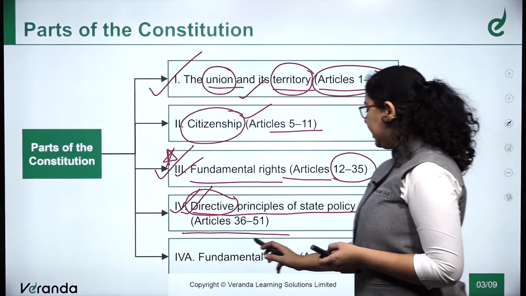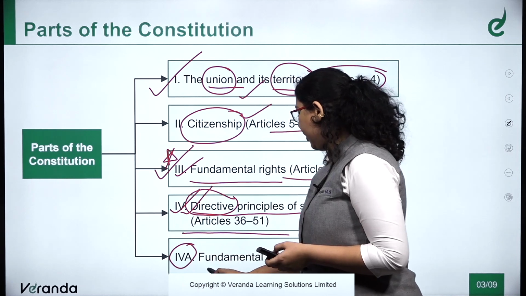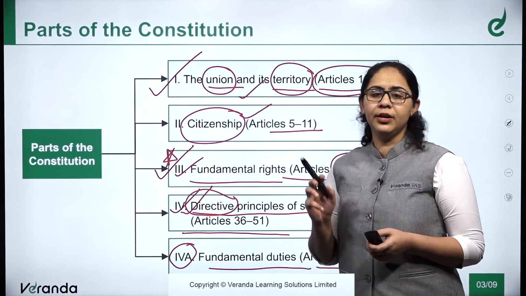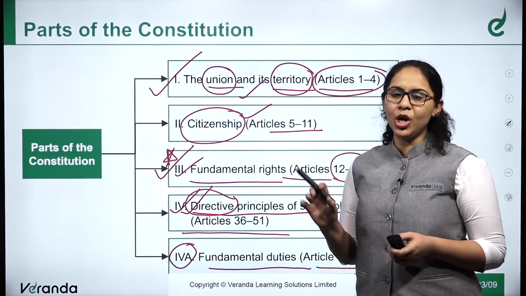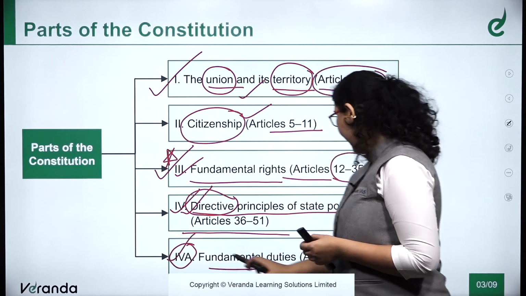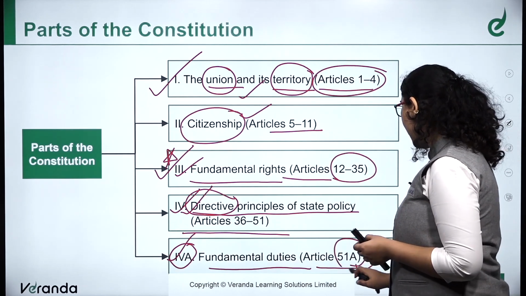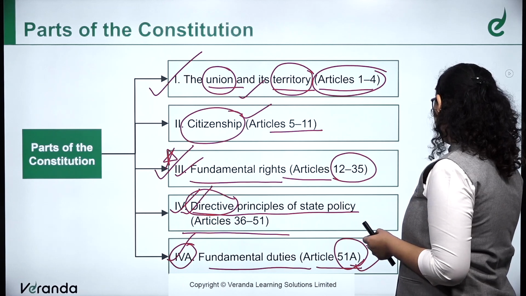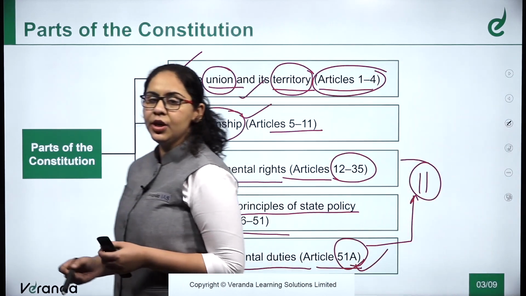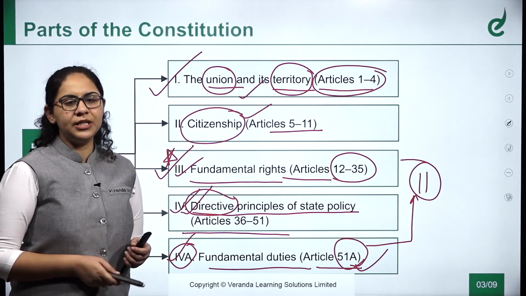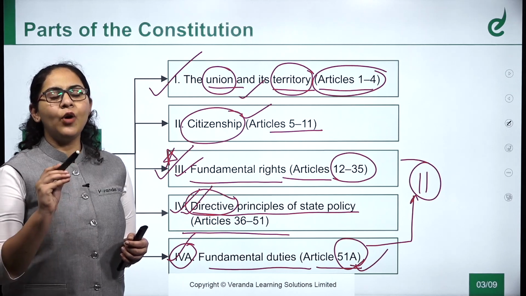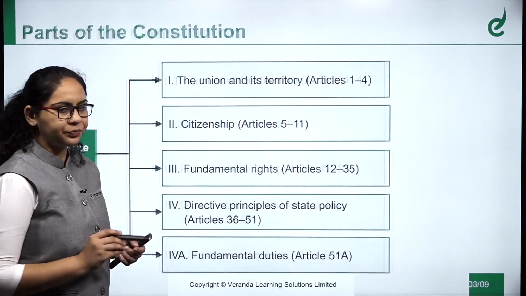Next, Part 4A deals with fundamental duties. Now we have directed the government how to use their power. Next is citizens should also have some duties. So these are constituted in Part 4A, Article 51A. Only one article is there. The number of fundamental duties is 11. We will be discussing it in detail as well. So Part 4A is fundamental duties, Article 51A, the duties which are suggested for the Indian citizens to follow.